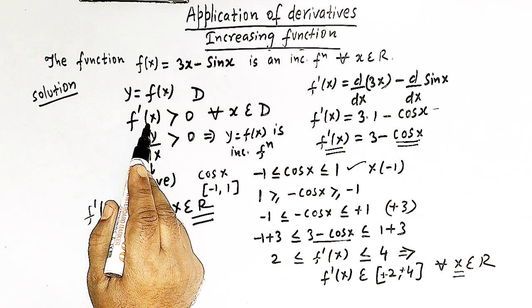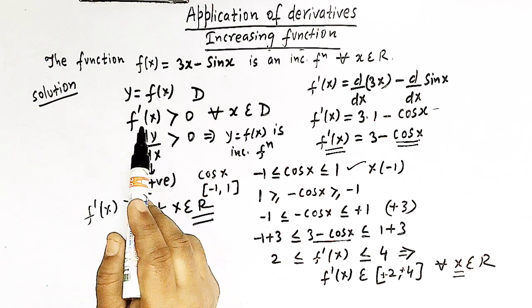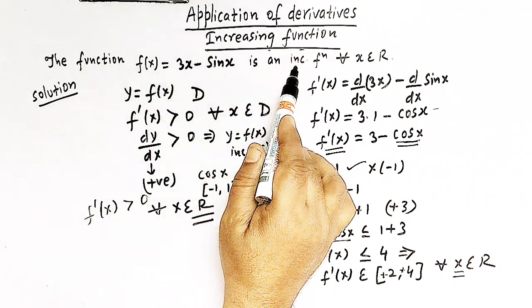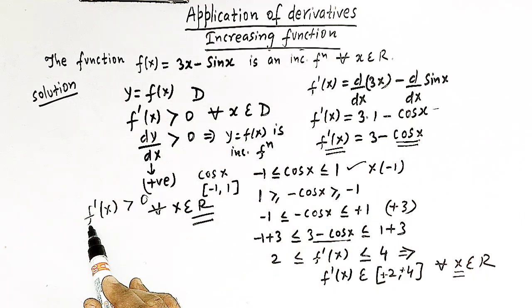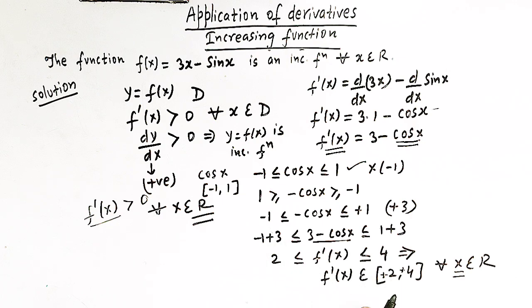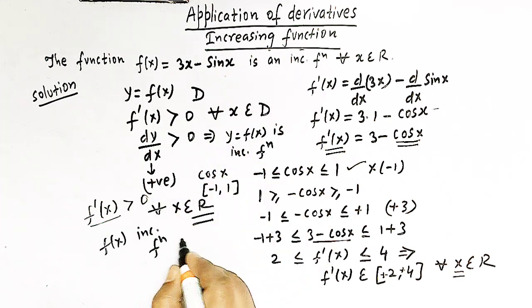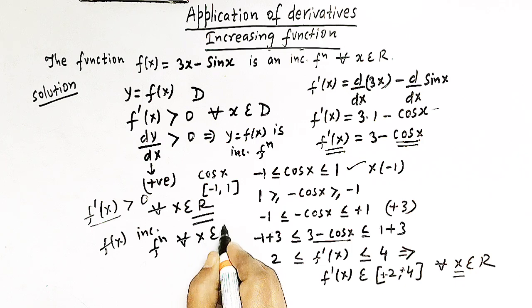and from this definition now we can easily claim that the function f of x is an increasing function, because the derivative is always a positive quantity as f prime of x belongs to this interval. So f of x is an increasing function for all x belonging to R.